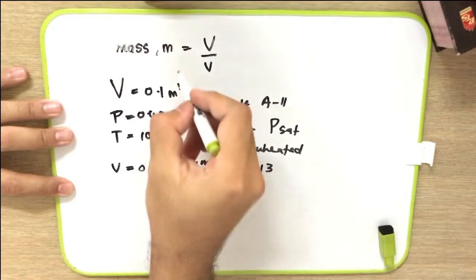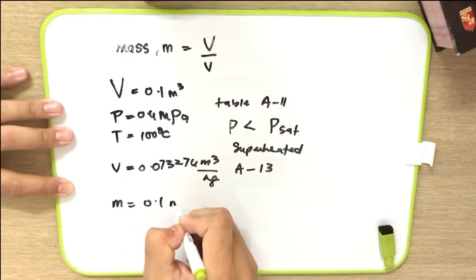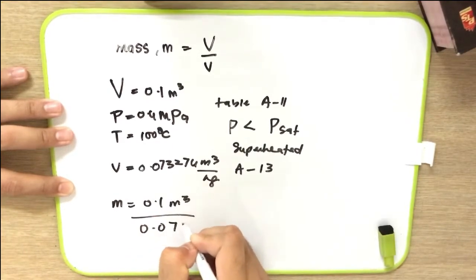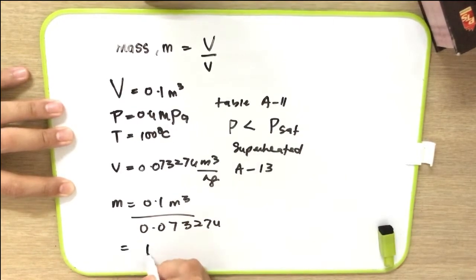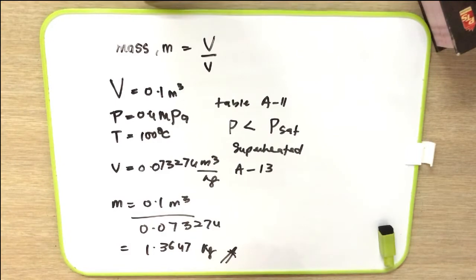So now we can calculate the mass. Mass is equal to 0.1 meter cube over 0.073274. So it is equal to 1.3647 kg. So that's how we solve question number 8.